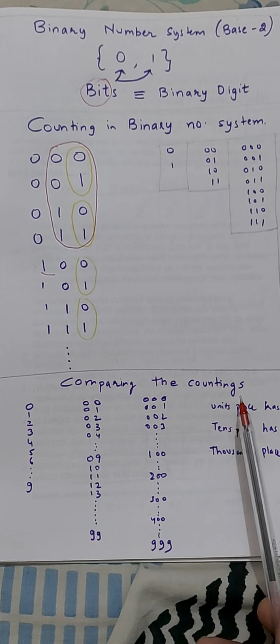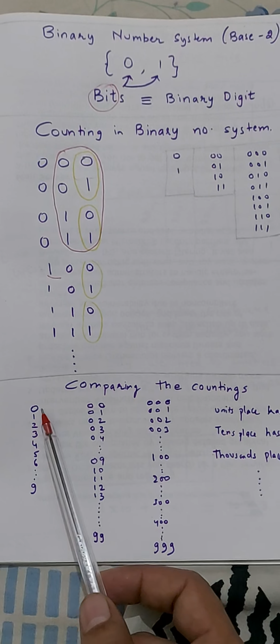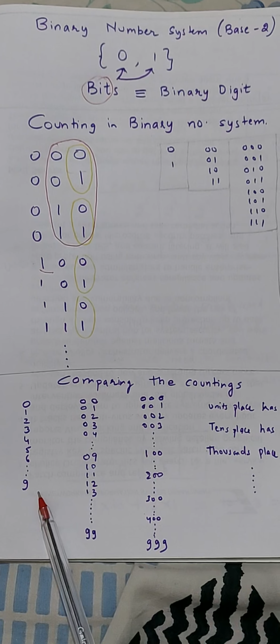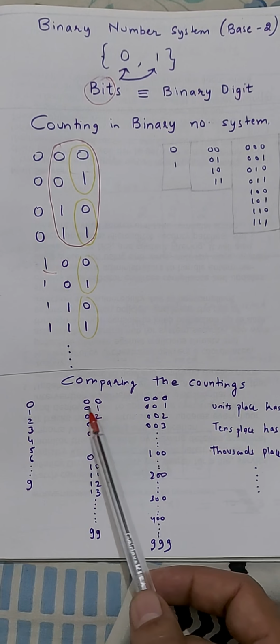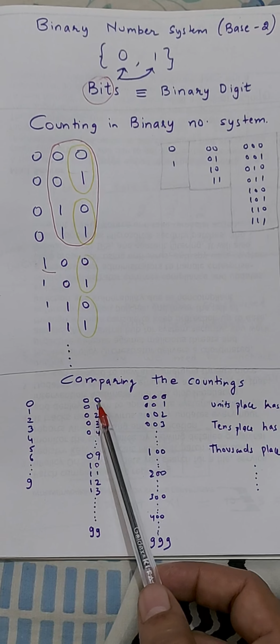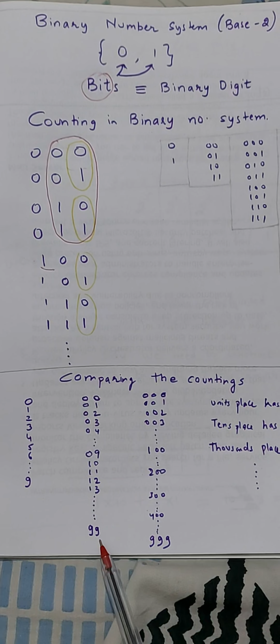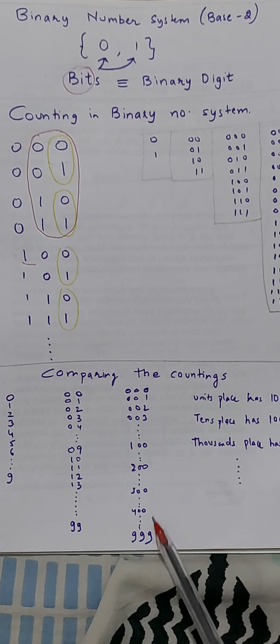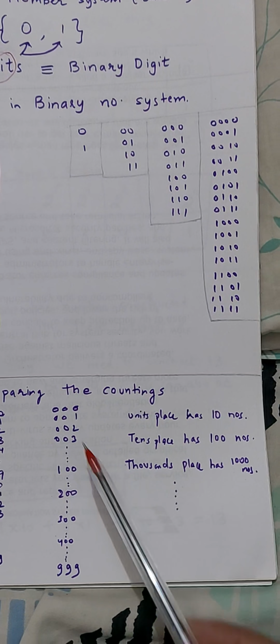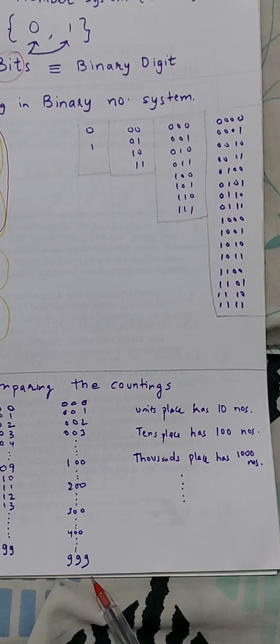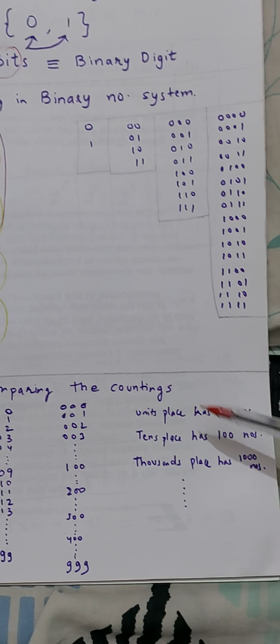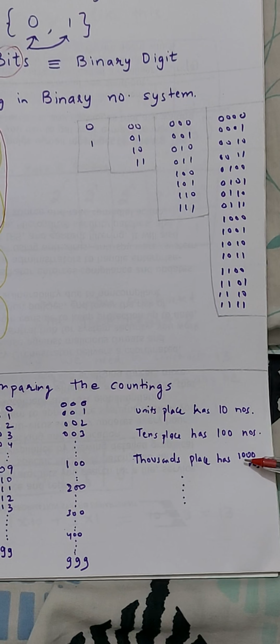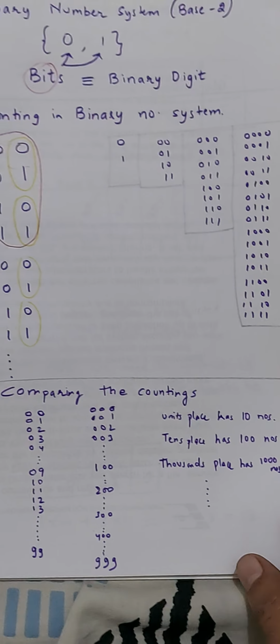We can compare these countings. We can count in decimal like this. We increase to two places, ones place, tens place, and we can count up to 99. We increase further, we can count up to 1000 numbers, including 000, and 999 becomes the last one. So we have units place, 100 place, and thousands place, and so on.